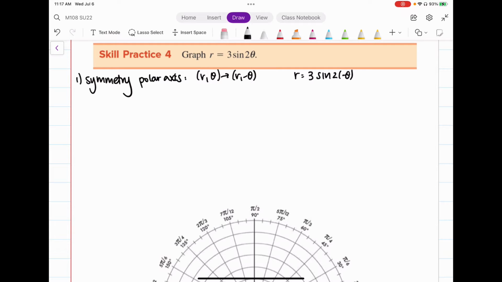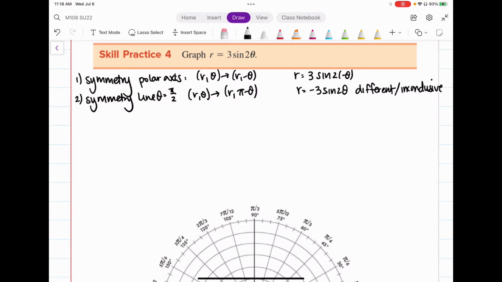When I substitute in negative theta, remember that sine is an odd function, and so this is going to be r equals negative 3 sine 2 theta, which is different, so this is inconclusive. Now we're testing symmetry about the line theta equals pi over 2, where we substitute in pi minus theta into the equation. So we have r equals 3 sine of 2 times pi minus theta, and that 2 actually gets distributed.